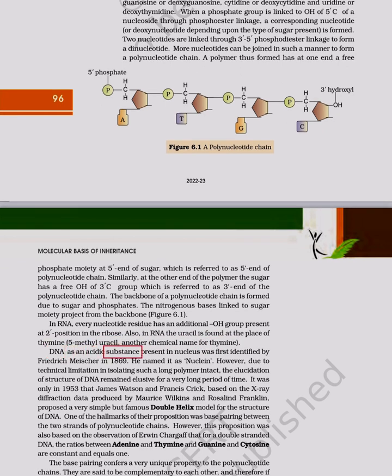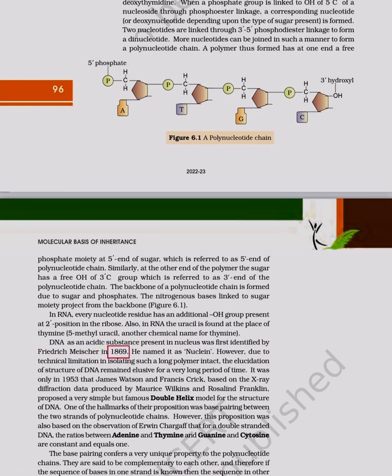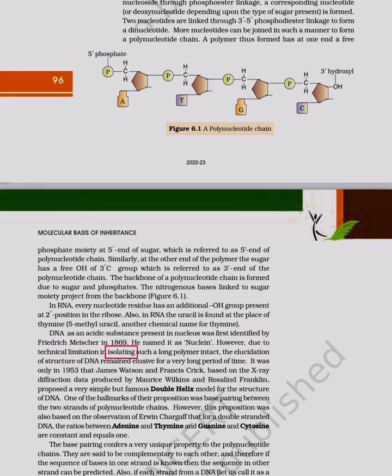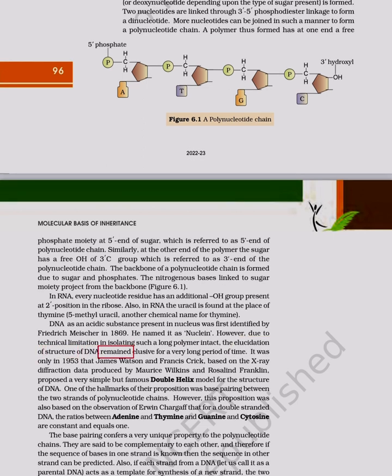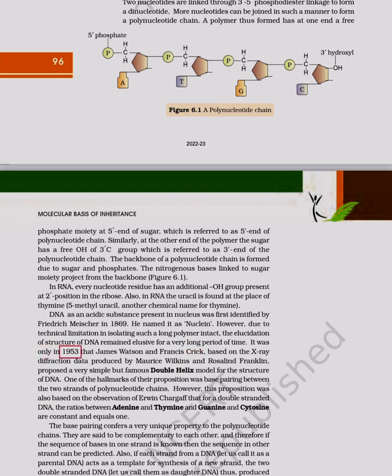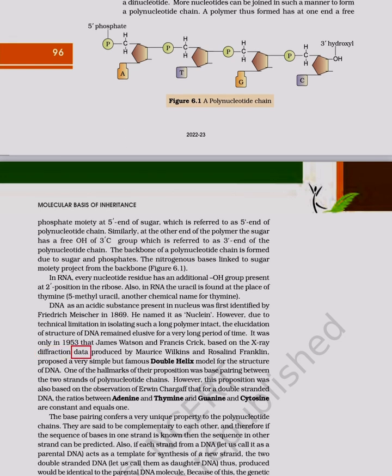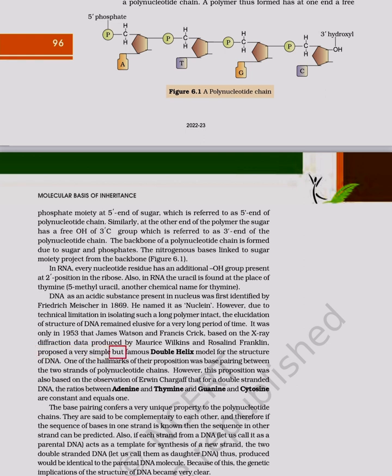DNA as an acidic substance present in the nucleus was first identified by Friedrich Miescher in 1869. He named it nuclein. However, due to technical limitation in isolating such a long polymer intact, the elucidation of the structure of DNA remained elusive for a very long period of time. It was only in 1953 that James Watson and Francis Crick, based on the X-ray diffraction data produced by Maurice Wilkins and Rosalind Franklin, proposed a very simple but famous double helix model for the structure of DNA.